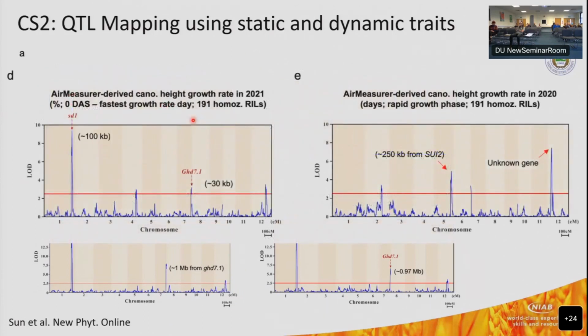trait into the growth, the dynamic trait, you can see it can be high growth rate. It's not only hitting the SD1 or GHD1, we're also hitting something different, which shows that the rapid growth phase has certain loci that can regulate that.